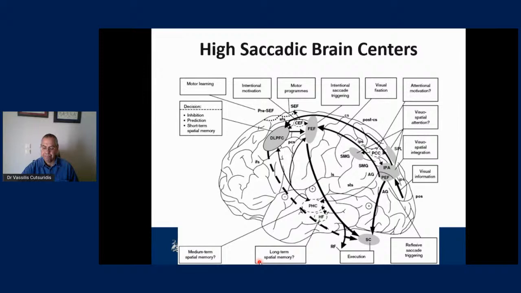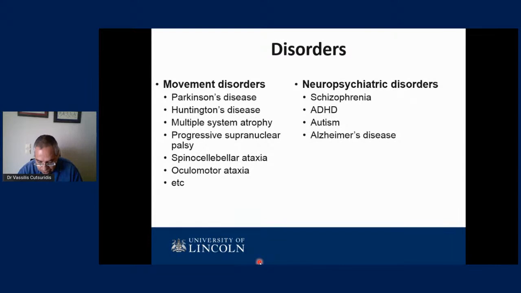Because we're talking about the brain, whether the human brain or the animal brain, there are certain disorders that affect it. These disorders fall under two categories: the movement disorders, and the non-movement disorders, or neuropsychiatric or cognitive disorders. Under the movement disorders of the saccades, we have Parkinson's disease, Huntington's disease, spinocerebellar ataxia or oculomotor ataxia, and many others. Under the category of neuropsychiatric disorders, we have schizophrenia, autism, Alzheimer's disease related to memory, attention deficit hyperactivity disorder, and many others. So the talk today is about schizophrenia.